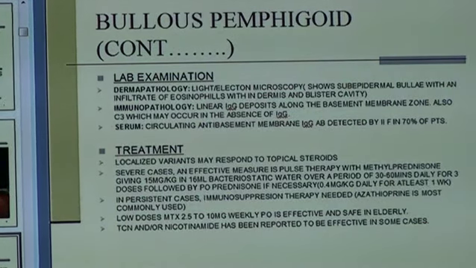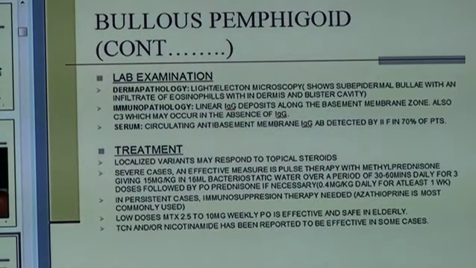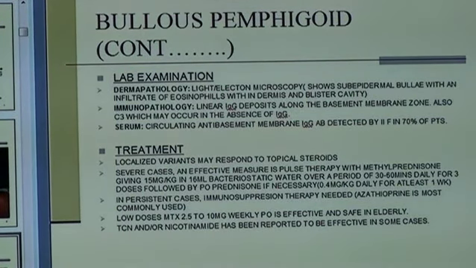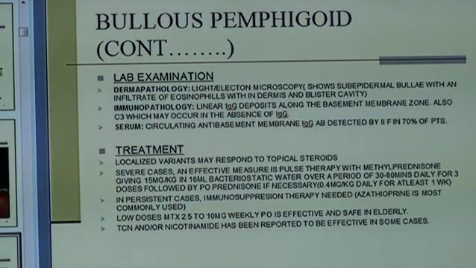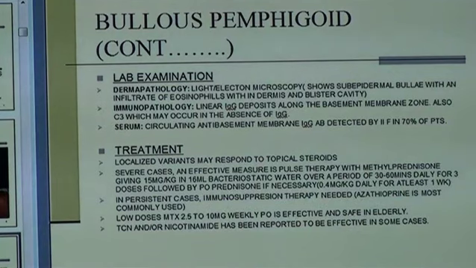So in other words, where the hemidesmosomes are that I showed you is where they basically find these immunoreactants. It's on the upper part of the dermis and just below the cell membrane in the lamina lucida area. When you get the blood test, you'll see the IgG antibodies are seen in 70% of the patients.